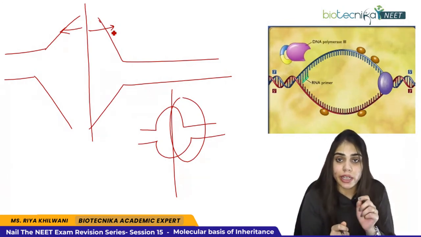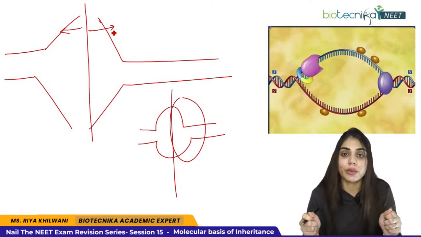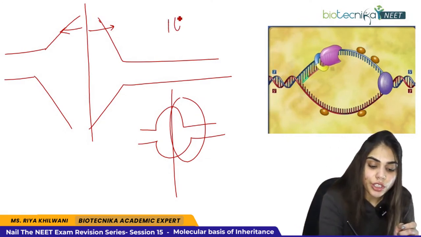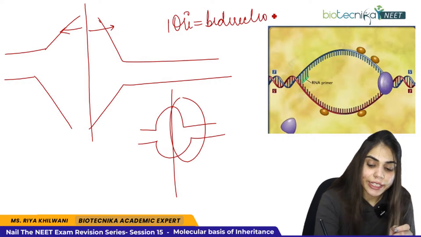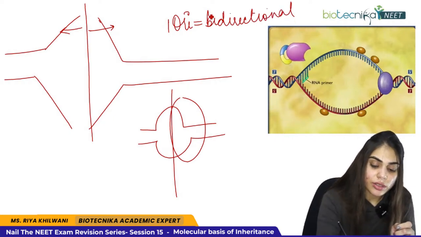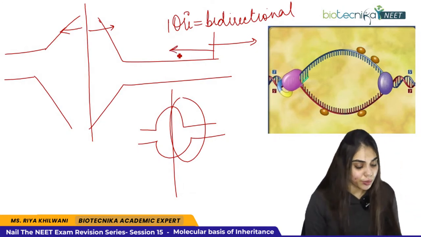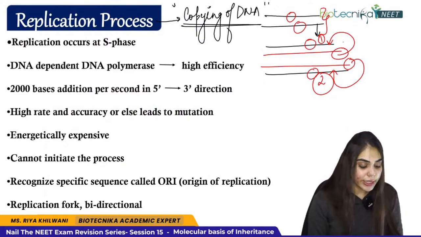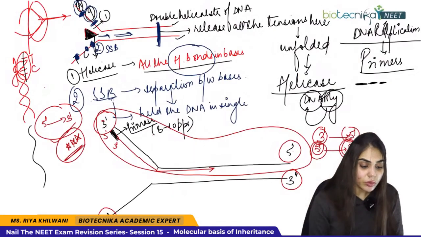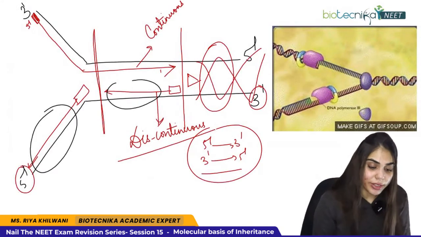Prokaryotes have only one origin of replication, and that too proceeds in both directions. So one origin of replication, one ori site, equals a bidirectional mode of DNA replication. Because suppose this is one, it will proceed here as well as here. So this is what is called the bidirectional mode of DNA replication. And also, now we'll see what this is.